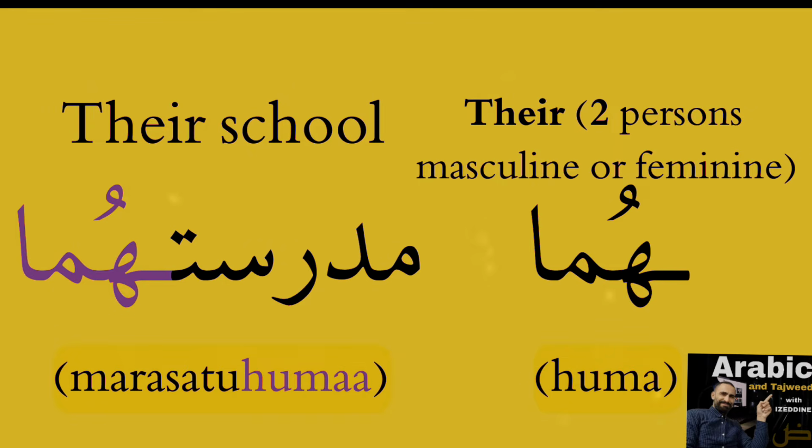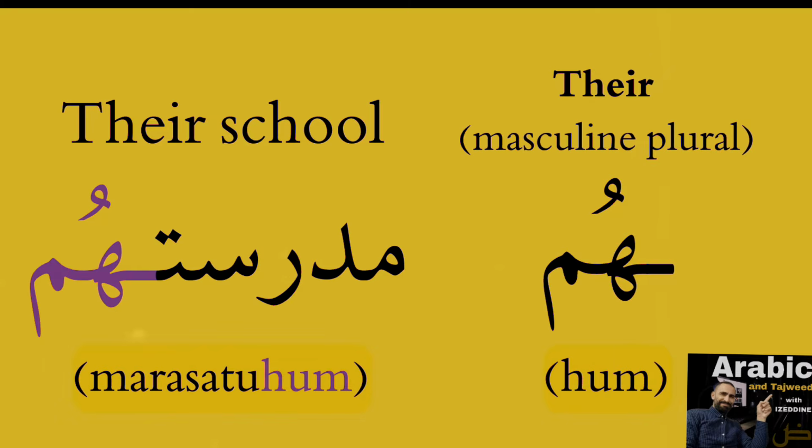Their school مدرستهما. Of course, with their here we don't mean the group of people. We mean two persons, masculine or feminine. Just two persons. Either they are males or females. مدرستهما. For example, two brothers. This is their school. هذه مدرستهما. هما. Okay?